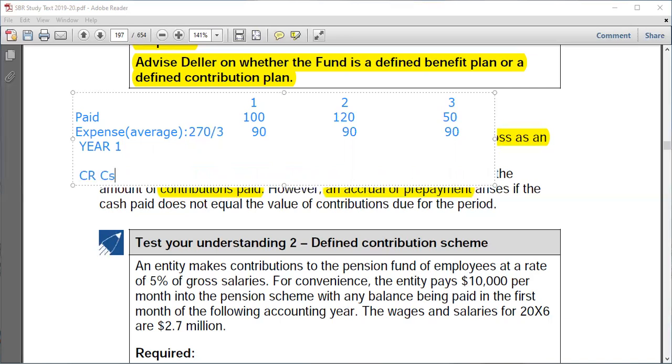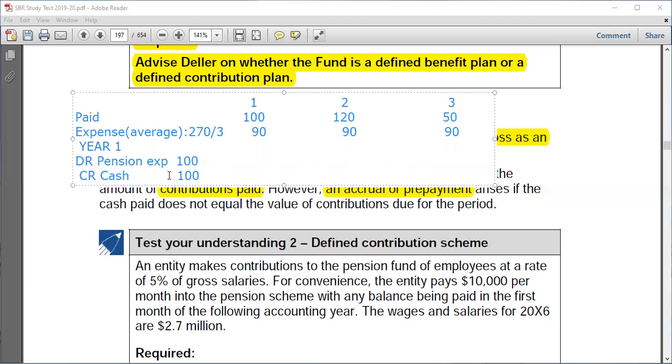Credit cash, maybe bank, whatever. Let me just write cash of how much? Of 100, right? And then I would have to debit something. Let's presume that we just debited pension. Let's say it's a pension expense. Then I would say 100.